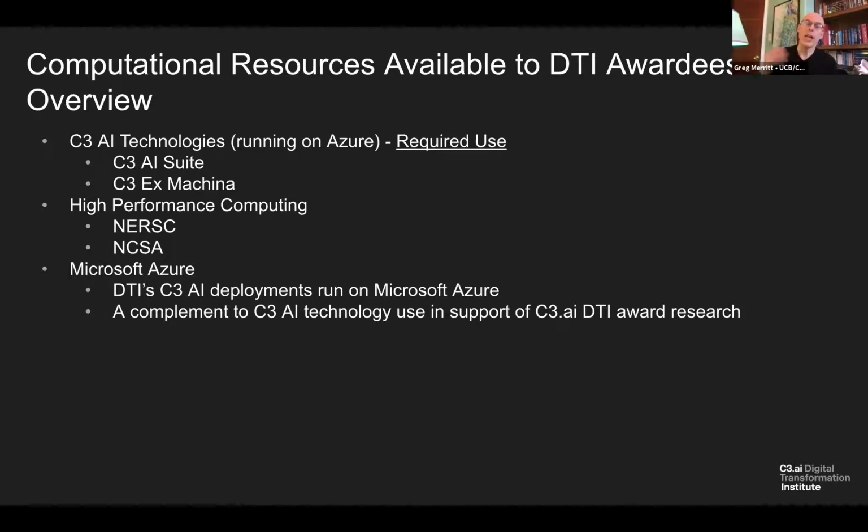Another category of computational resources is the high performance computing from NERSC in Berkeley and NCSA in Illinois, and also Microsoft Azure Cloud Resources. And we use those in a couple of ways, both to deploy the C3 AI Suite and C3 Ex Machina, as well as direct use of cloud resources to complement that work.